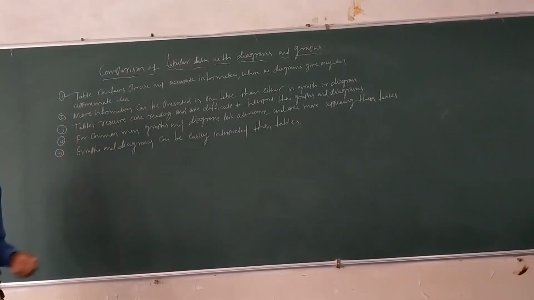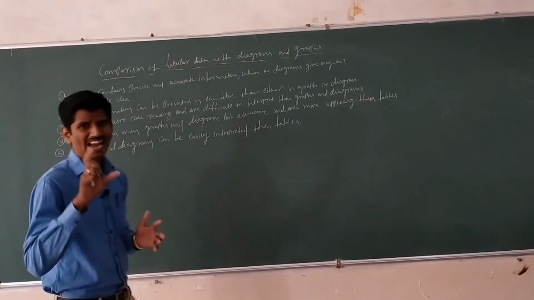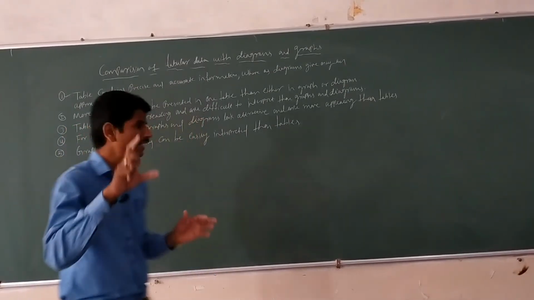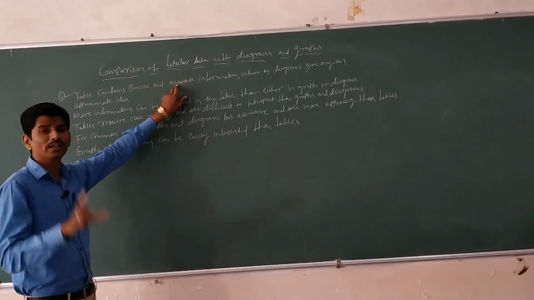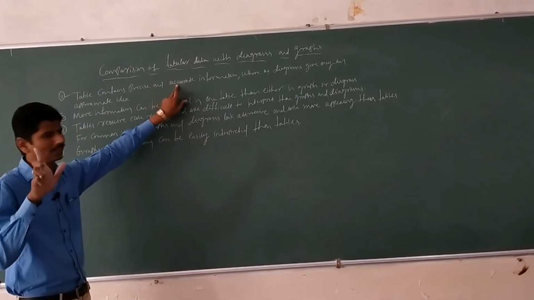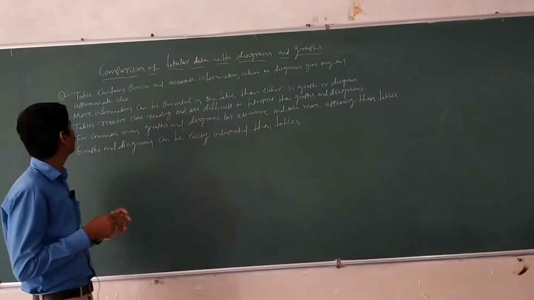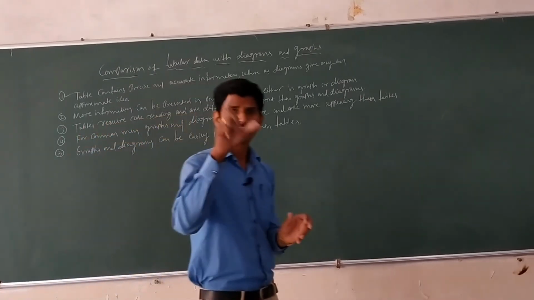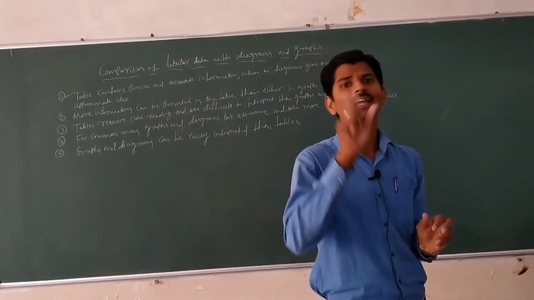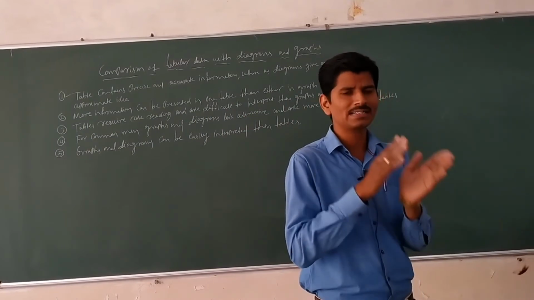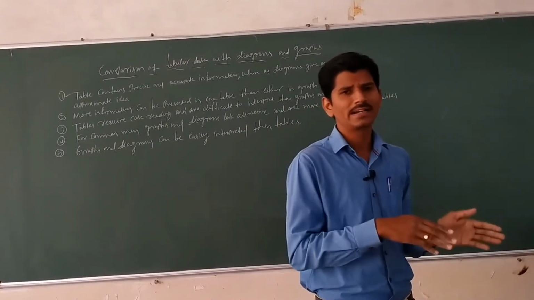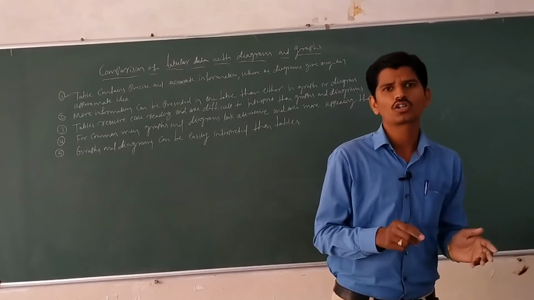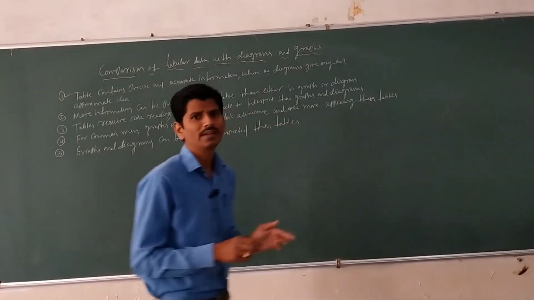Here the table contains precise and accurate information. Precise means exactly. The information is exact and correct, whereas diagrams and graphs give only a rough idea. The table contains an exact idea, and diagrams and graphs contain only an approximate, that is rough, idea about the data.